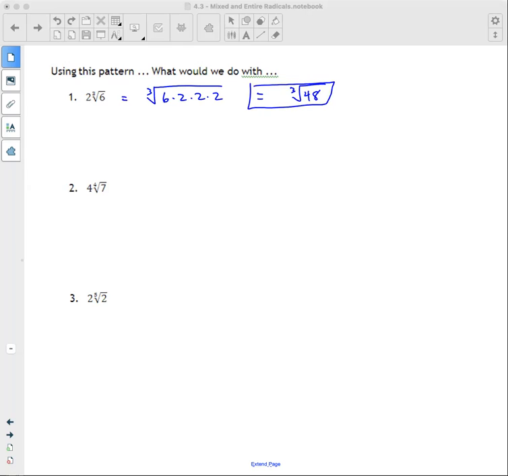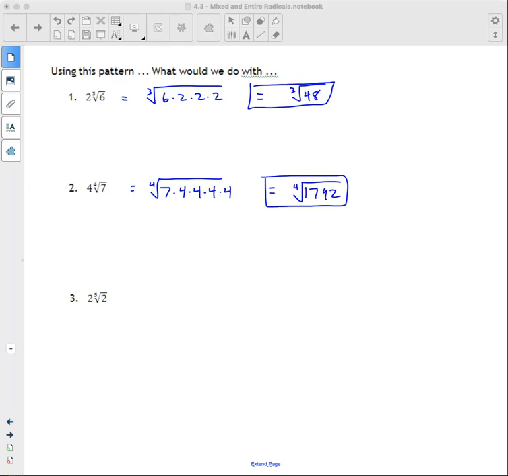Okay, again, I would encourage you to try these last ones on your own. That equals the 4th root of the 7 that was in there before, times 4, times 4, times 4, times 4. Okay, I'm not going to do this one in my head, a little too big. But that is going to equal the 4th root of 1,792.